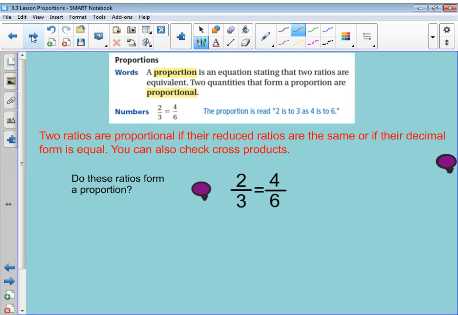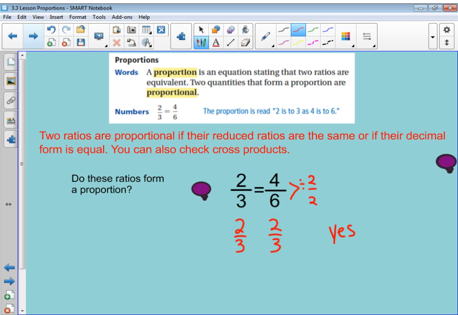You could make equivalent fractions. So somebody may look at this one and say, hey, 4/6 would reduce down because 2 would go into each of those. And this would become 2/3. So now is 2/3 equal to 2/3? Yes, it is. Then we would say, yes, this is proportional. Okay, so that's one method.